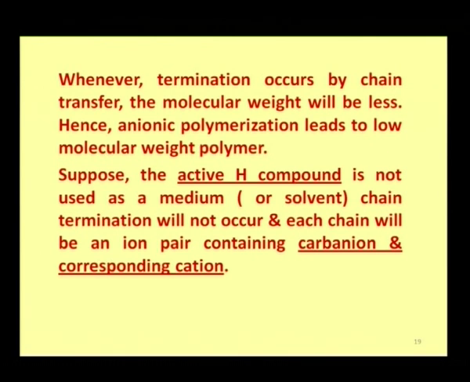Suppose the active hydrogen compound is not present, and it is not used as a medium or a solvent. Then chain termination will not occur because of the absence of any active hydrogen compound in the reactor vessel, and each chain will be an ion pair, because we always have a growing polymer chain containing an ion pair of both the carbanion and the corresponding cation. So, it is always alive and keeps growing whenever more and more monomers are added into the system.